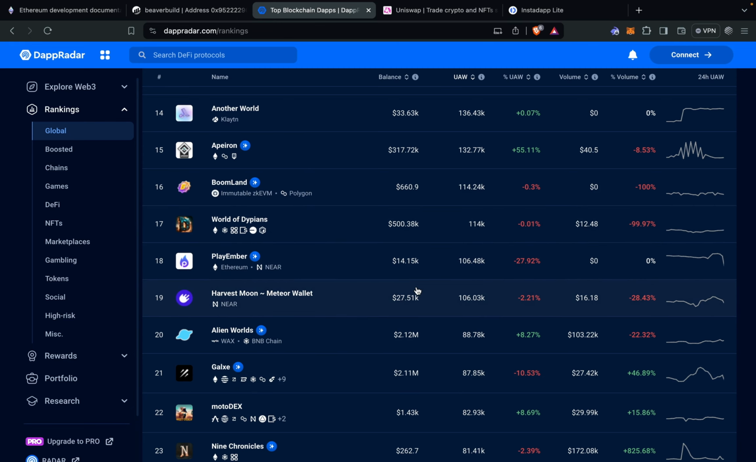So do check it out. Do take out some time and play around with this website. It will help you understand what kinds of dApps are available on different kinds of networks.